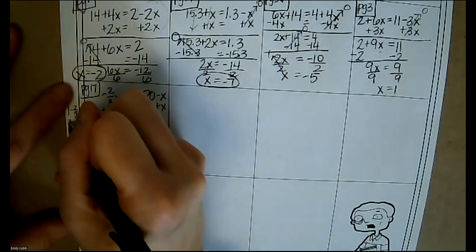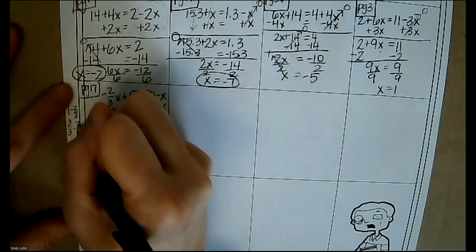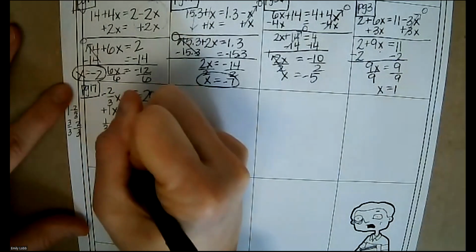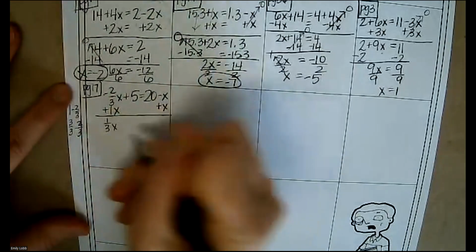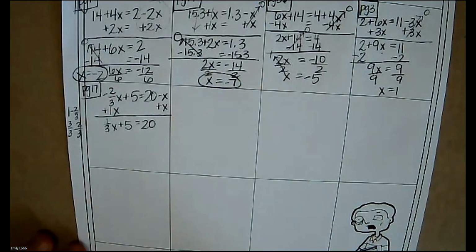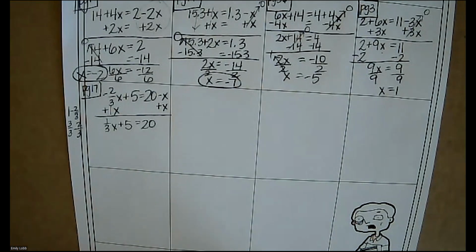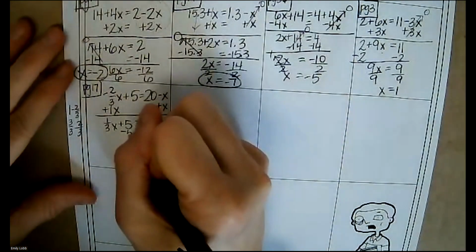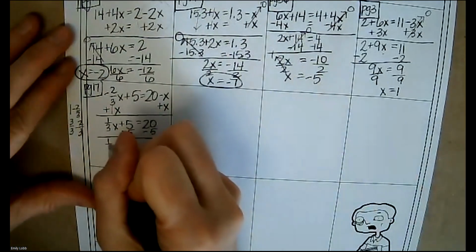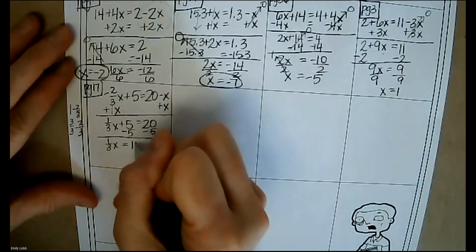Good. So 1 I could rewrite as 3 parts out of 3. Minus 2/3 is what? What's 3/3 minus 2/3? 1/3. So I've got 1/3 x plus 5 is equal to 20. Am I subtracting 20 from both sides or subtracting 5? I'm going to subtract 5 from both sides. That gets it away from my variable, what I don't know. So I'm left with 1/3 x is equal to 15.